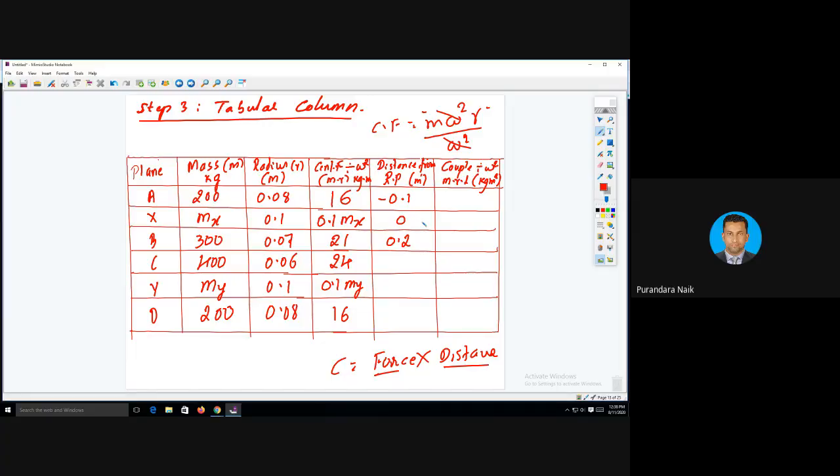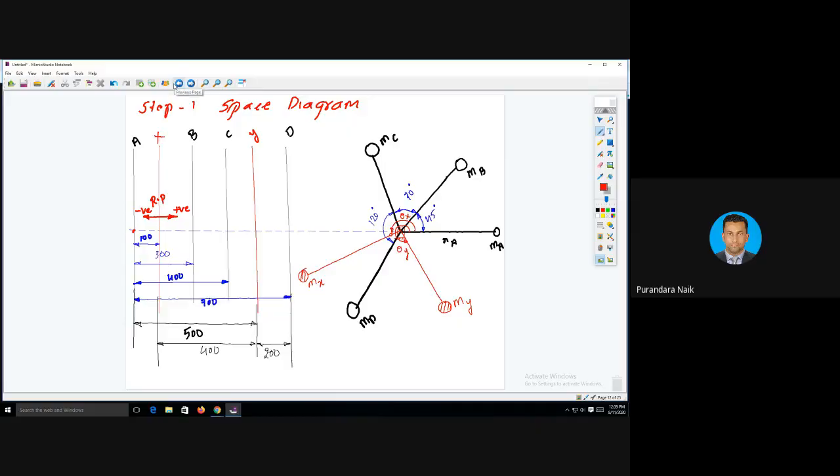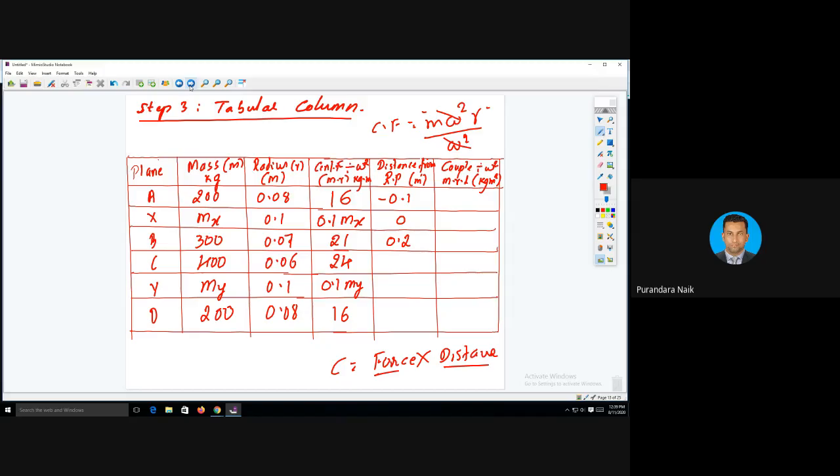Next, similarly, distance between C and X. See, A to C is 400 and A to X is 100. 400 minus 100, that is 300, so 0.3. Positive because it is on the right side.